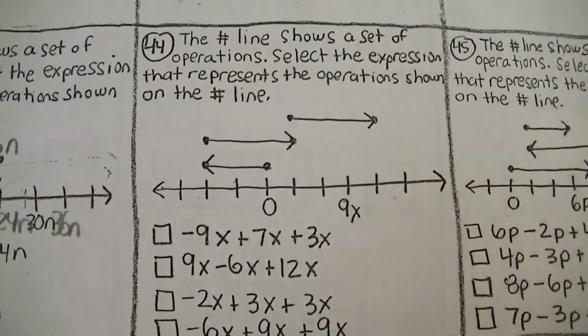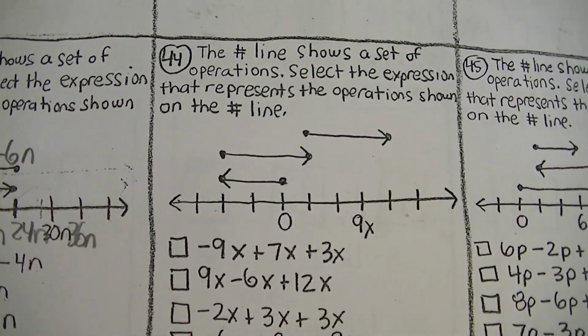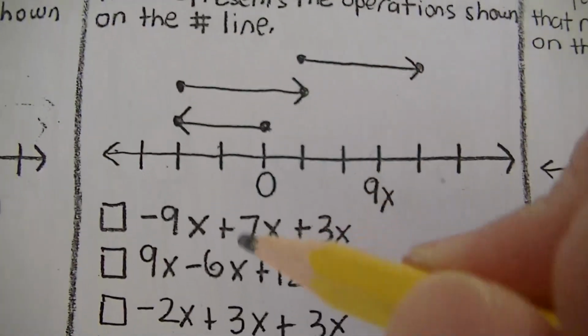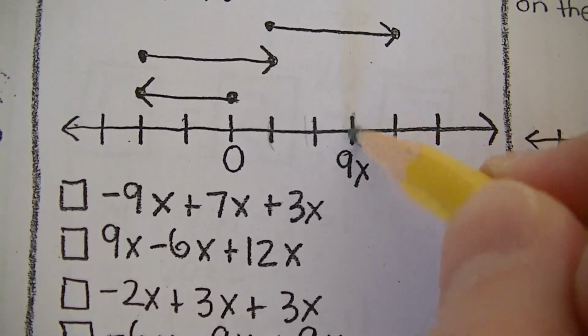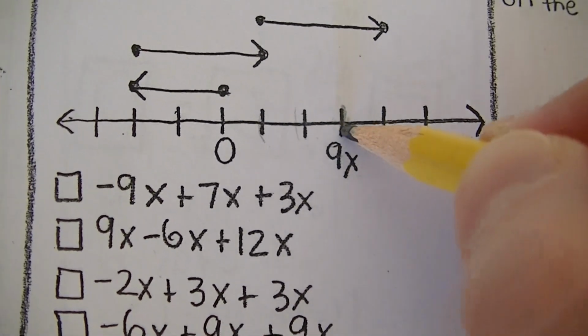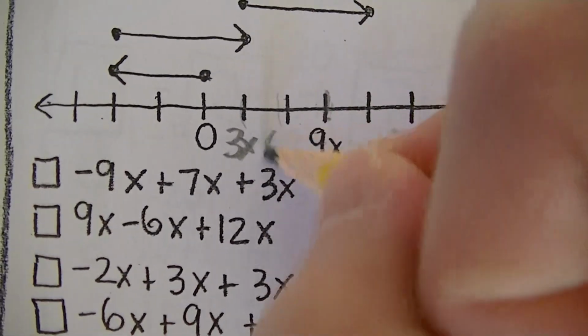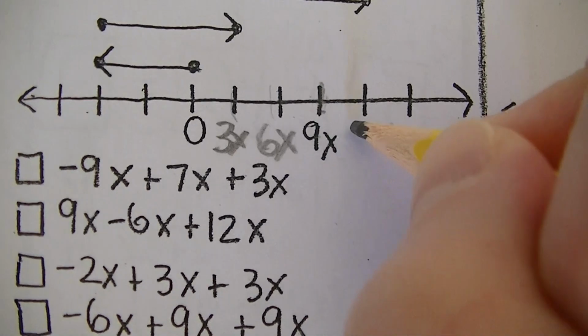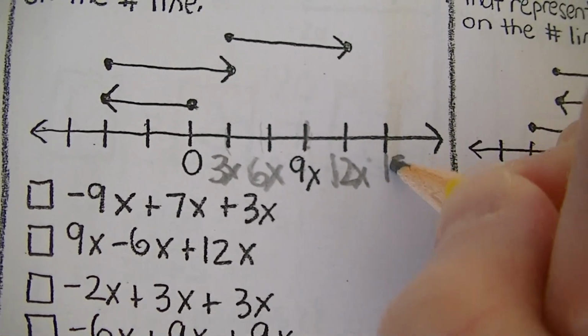Okay, number 44. The number line shows a set of operations. Select the expression that represents the operation shown on the number line. Okay, this is one of those weird ones. Let's see right here. So there's 3 notches. The third notch is 9x. So I can assume we're counting by 3x. 3x plus 3x is 6x. 9x plus 3x is 12x. 12x plus 3x is 15x.